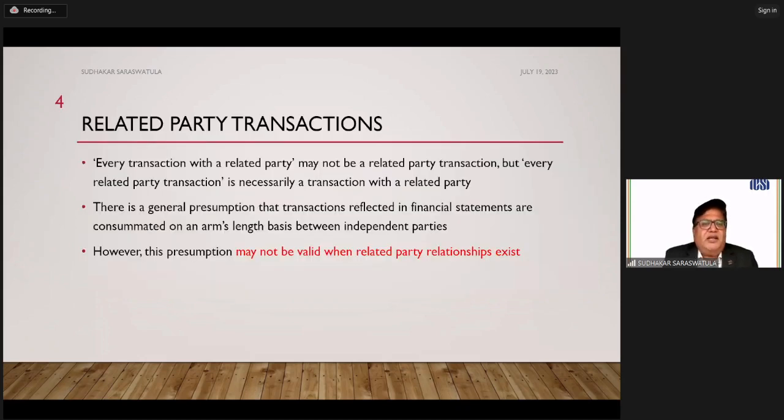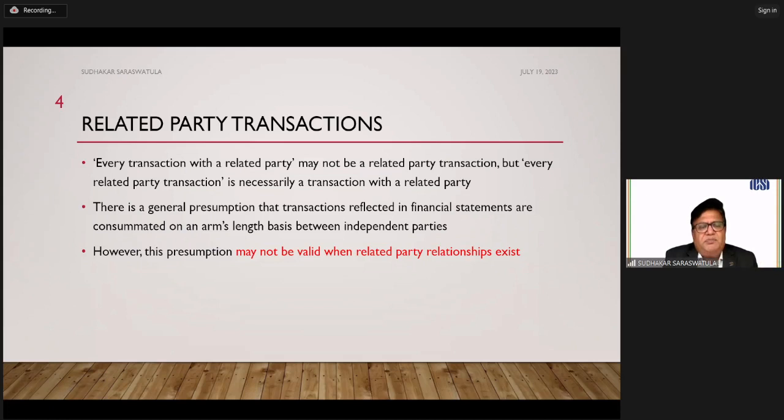So now let us see what related party transactions are. As we always say, every transaction with a related party may not be a related party transaction, but every related party transaction is necessarily a transaction with a related party.